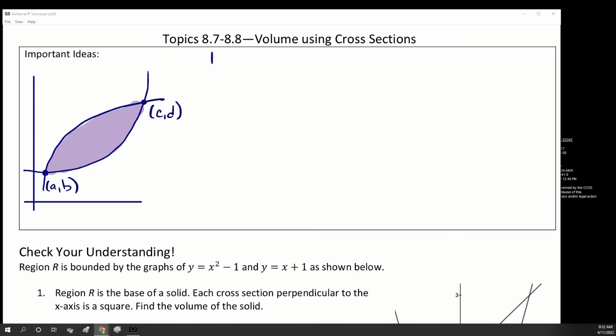So the first thing that we're going to do is draw a sample cross section. And I'm going to color code my notes again today. You guys can or not, it doesn't matter to me. But sometimes your cross sections are perpendicular to the x-axis, so I'm going to do all of those in green. And then sometimes your cross sections are perpendicular to the y-axis, so I'm going to do all those in blue.